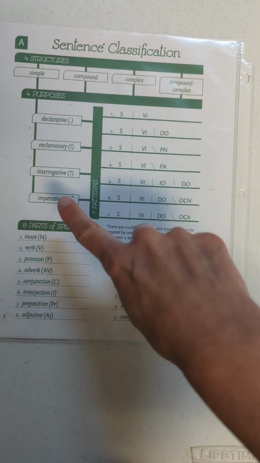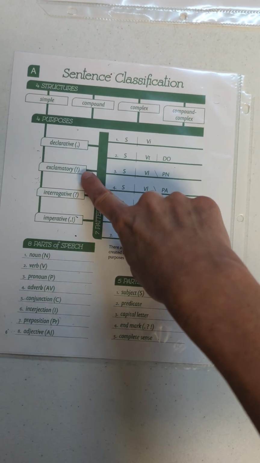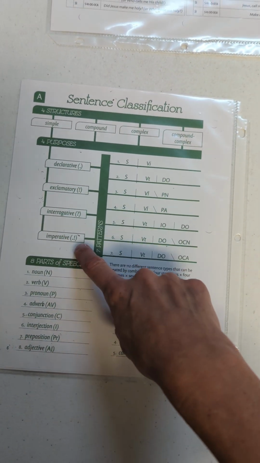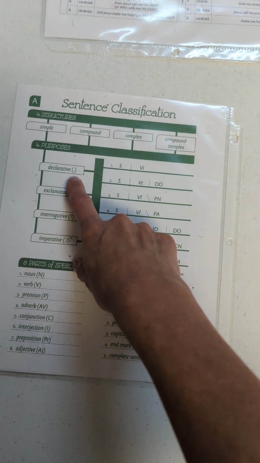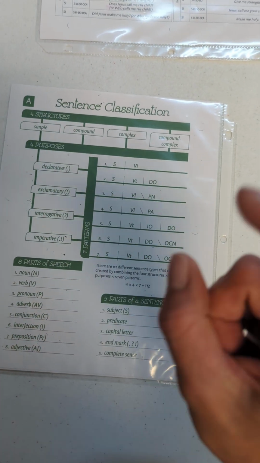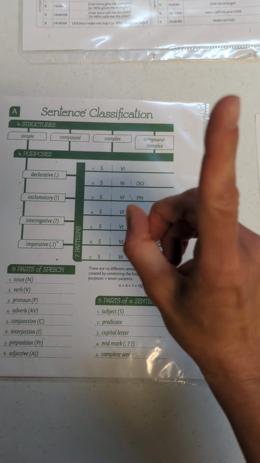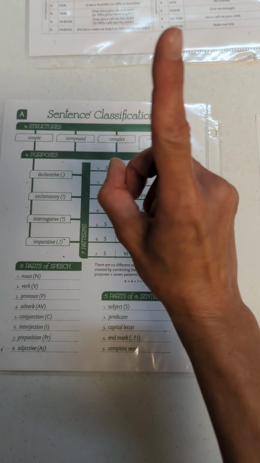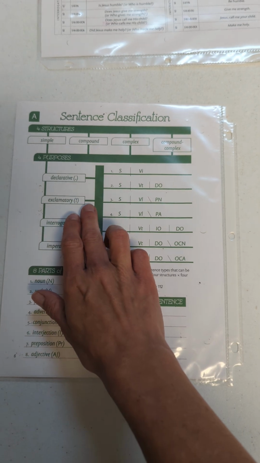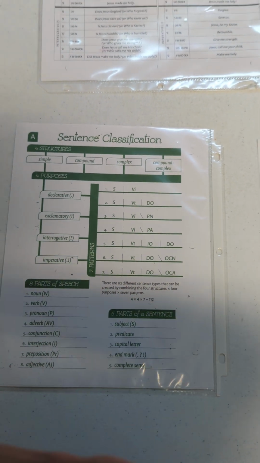Okay, for the 4 purposes, we have declarative, exclamatory, interrogative, imperative. Declarative means that you're declaring something, you're just saying it. So we'll put our finger up in the air like, I declare. So we'll just say, declarative. For exclamatory, we're going to make an X with our arms and then shoot them out.